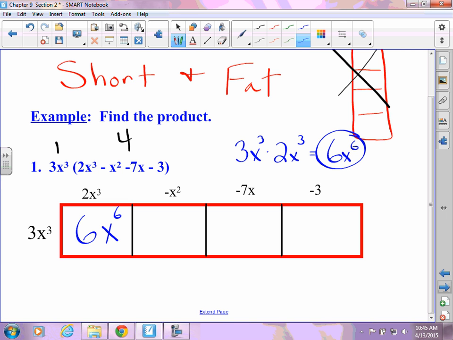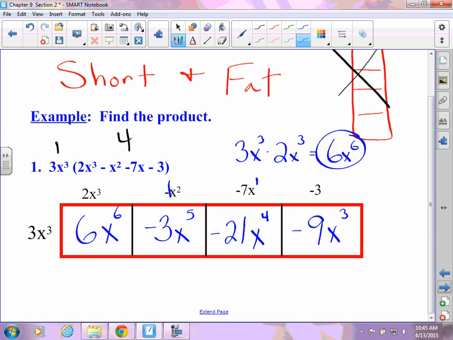Now on the next one, I'm going to go 3 times, what number's in front of that x squared? It's a -1. So if you need to sneak a little 1 in there, go ahead and do that. So 3 times -1 is -3, and it's x to the 5th. 3 plus 2 is 5. All right, now 3 times -7 is -21, x to the 4th. That's correct, because I got a 3 out front, and then remember this is x to the 1st. All right, 3 times -3 is -9, and it'd be x to the 3rd. Okay?